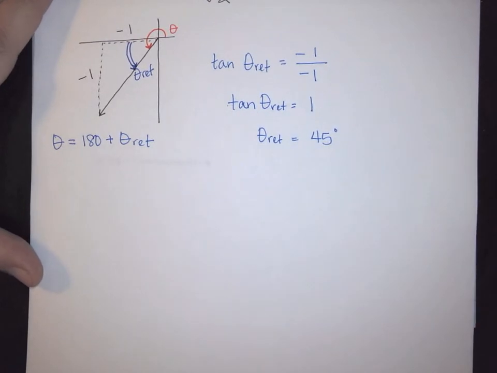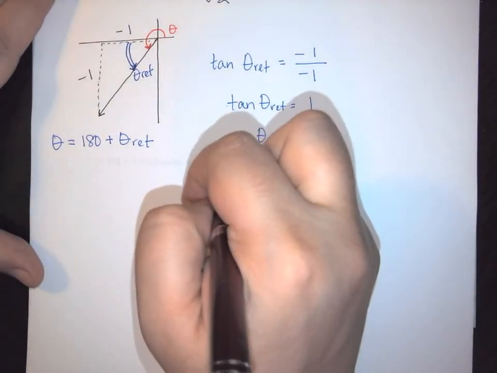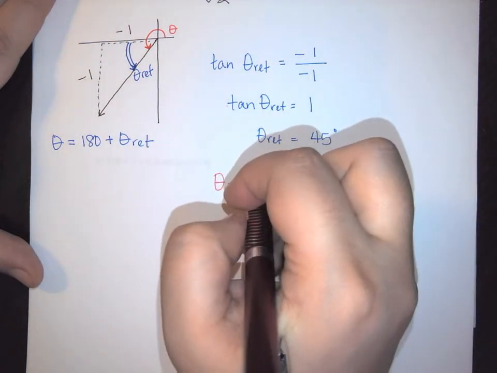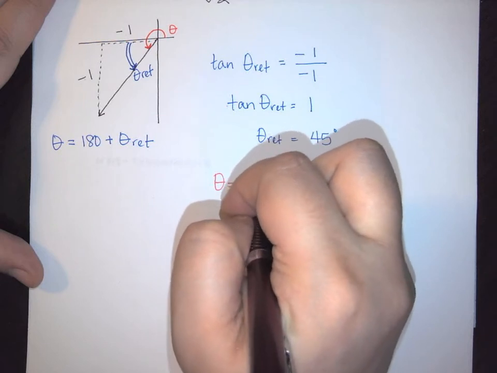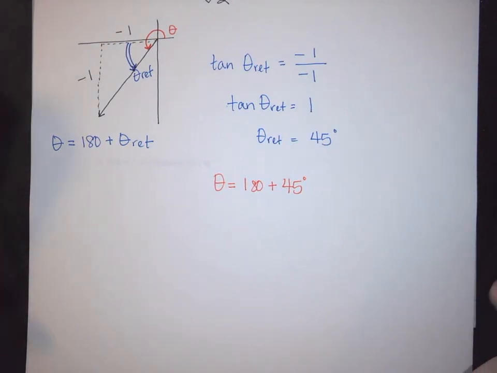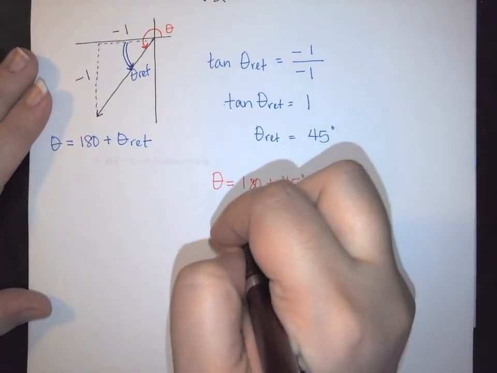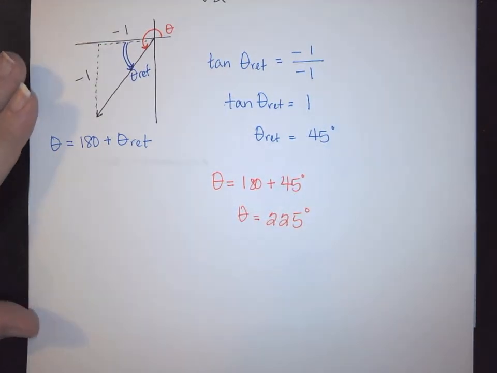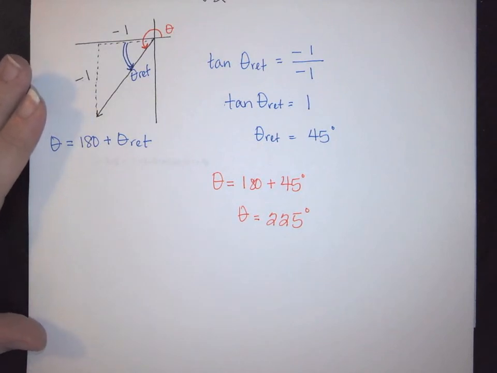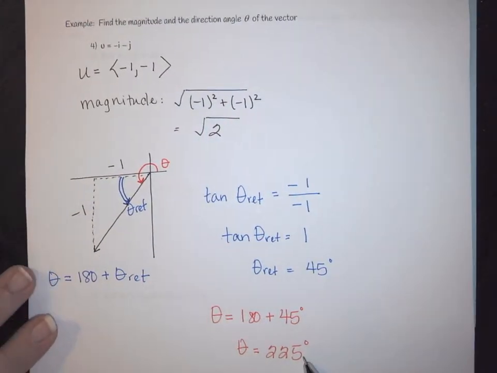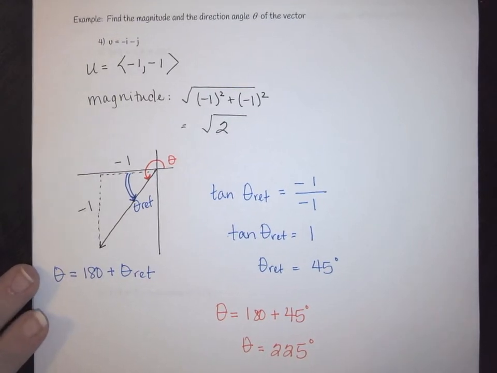So again, because we know it to be 45 degrees, my direction angle says that I have to take 180 plus my 45 degrees, and that's going to give me my angle. So in this case here, my direction angle is going to be 225 degrees. Now I found my magnitude and I found my direction angle, and so I have found everything I needed out of that problem.